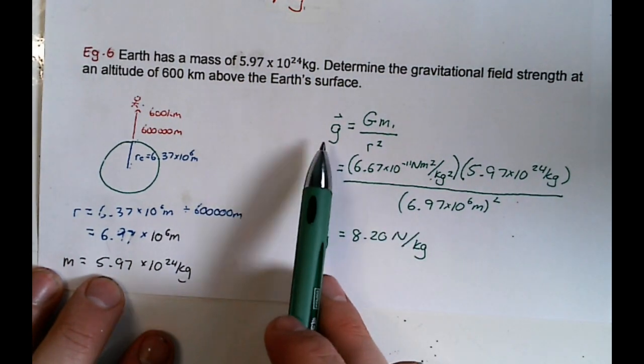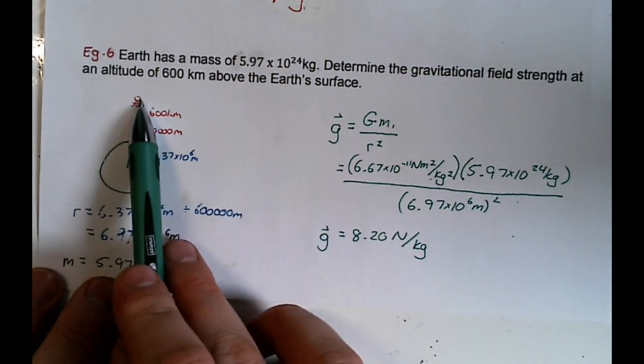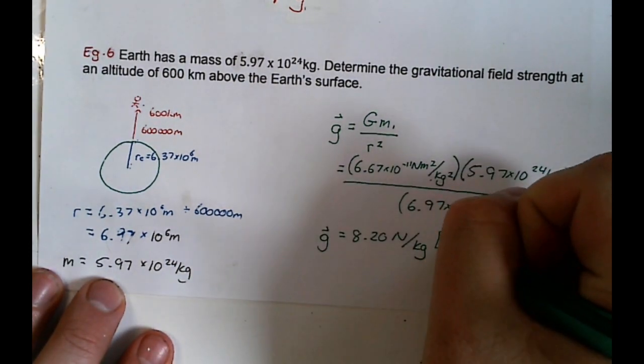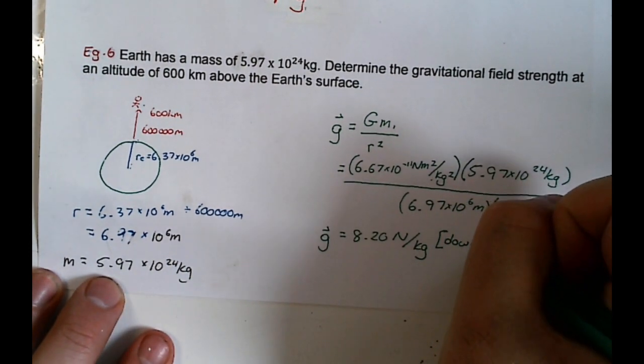Again, this is a vector. If we are away from the Earth, it feels like we get pulled down towards the Earth. So our direction is going to be down.